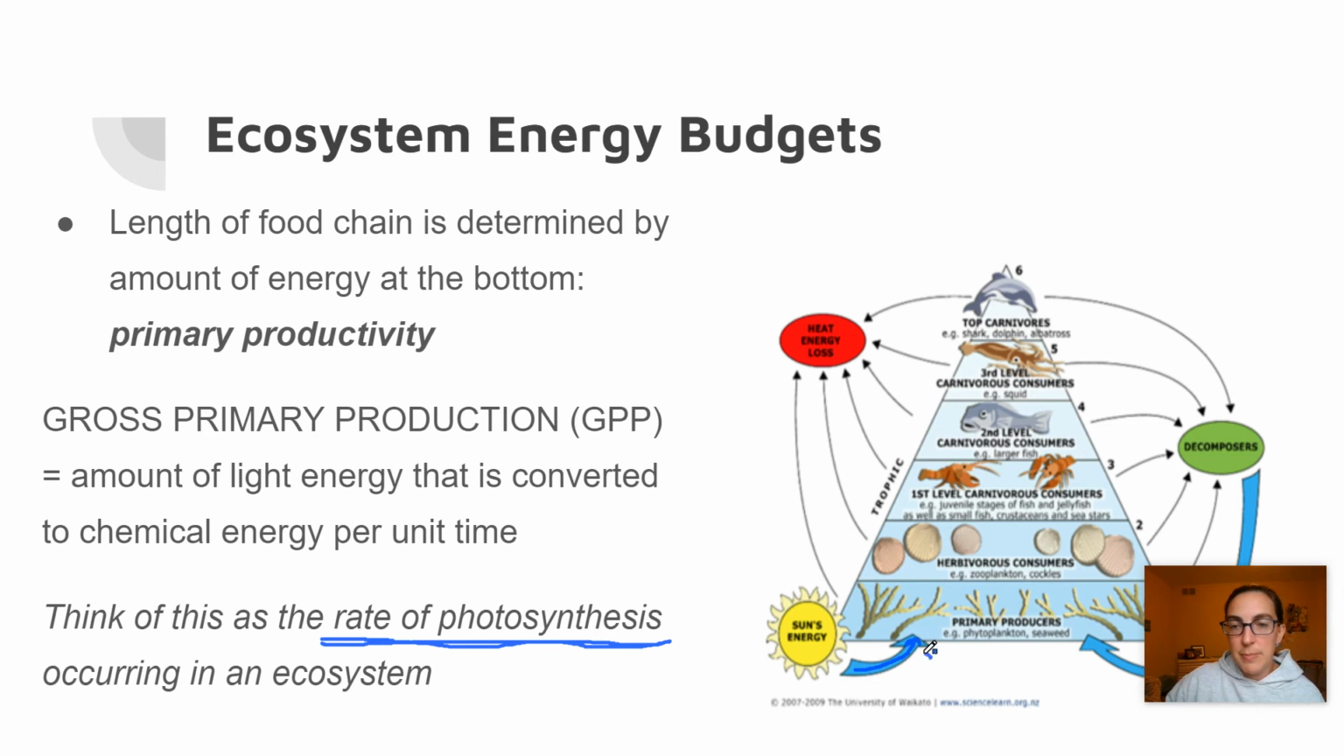And my letters might be messy, but I'm going to label that on there. So this represents the gross primary productivity. It's a measurement of the amount of photosynthesis that's happening in an ecosystem. How much energy is actually being captured by those producers and turned into glucose through that process of photosynthesis.